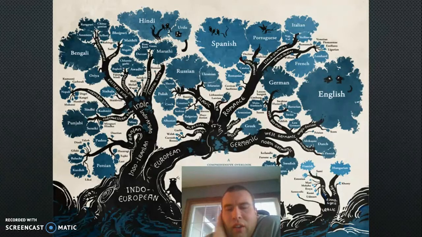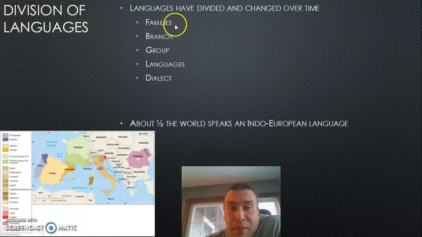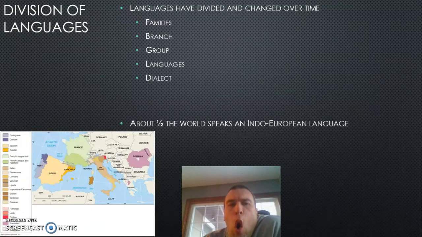And what basically this says is there's different definitions here, but I like to keep this plain and simple. A language family, that meant languages divided a long time ago. A language branch, they divided a long time ago. A group, decently long ago. And then you're in language, and then you're in dialect.